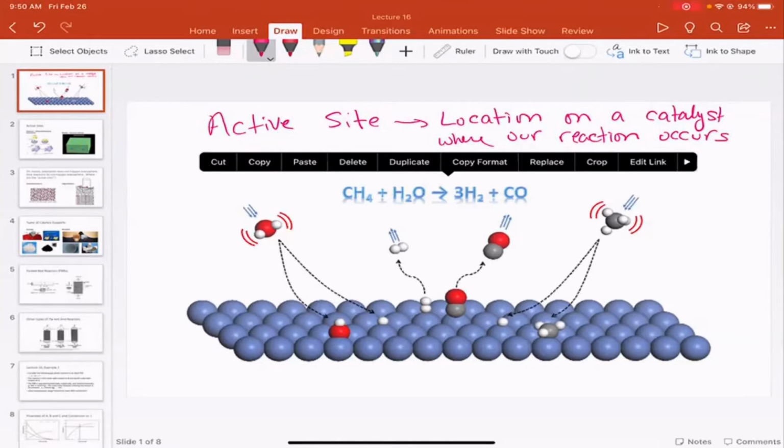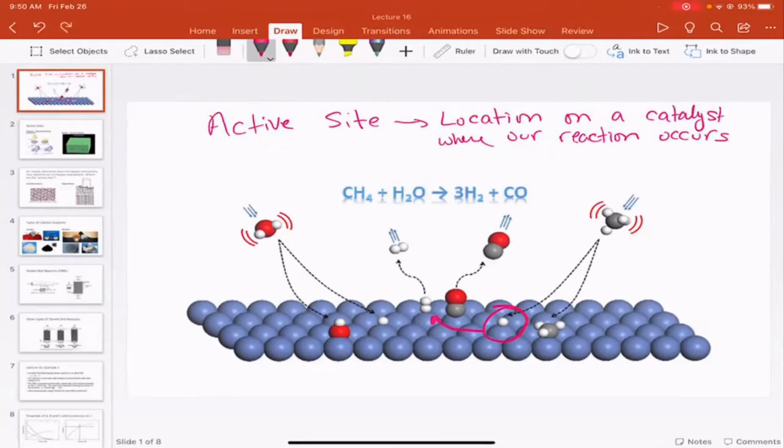You may have to, in an elementary step, strip a hydrogen atom off of the methane. Then those atoms have to find their way to one another at another site, and then that becomes gas phase hydrogen, just for example. Okay, so these can happen. And there's lots of different types of active sites.